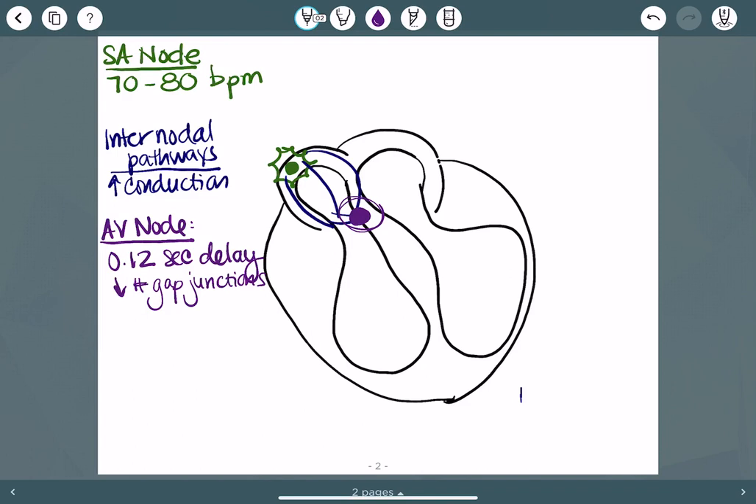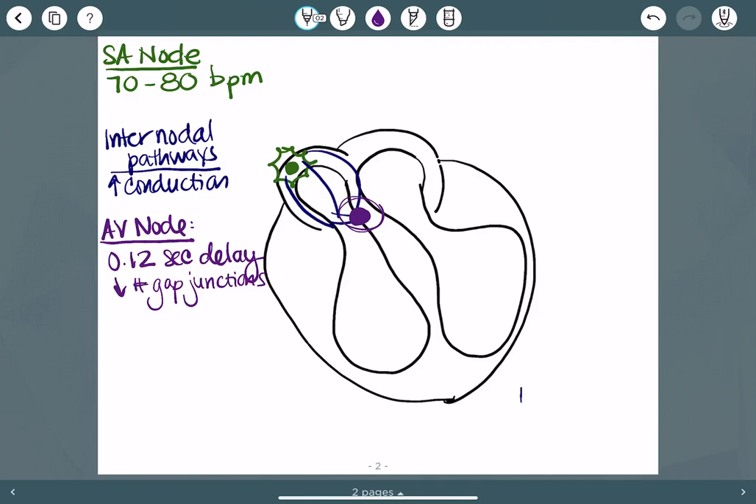So the AV node serves a very specific purpose of delaying the action potential. The reason you want to delay the action potential is because you don't want the atria and the ventricle contracting at the exact same time. You want the atria to contract first, so it does that surge of blood into the ventricle right before systole, and then the ventricle contracts right after.